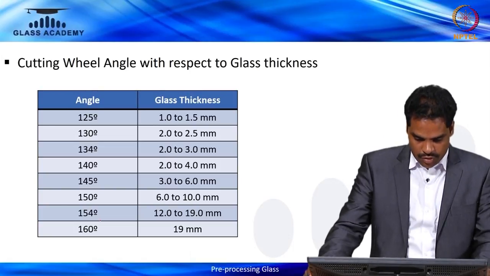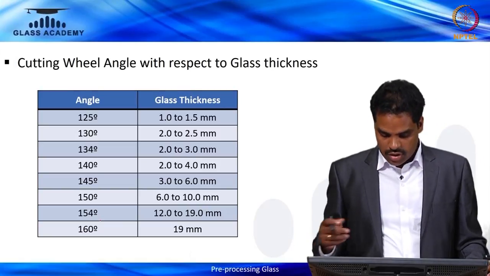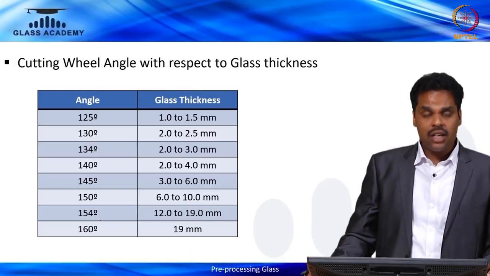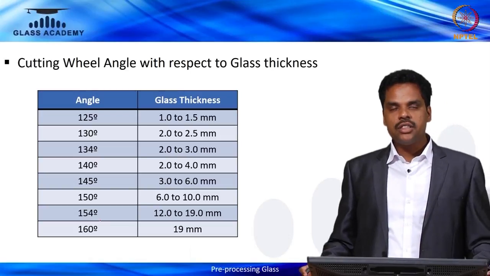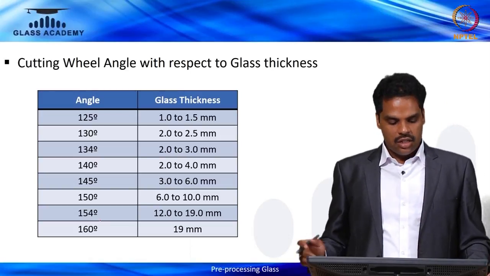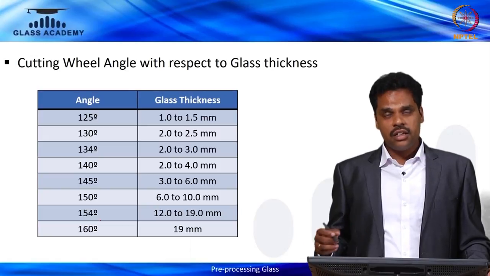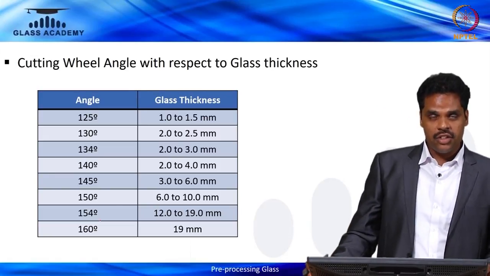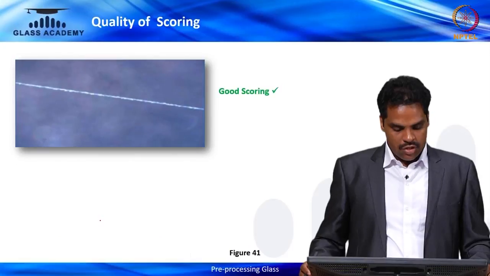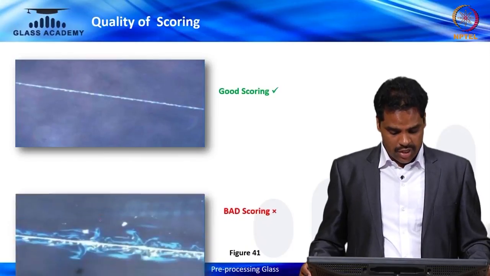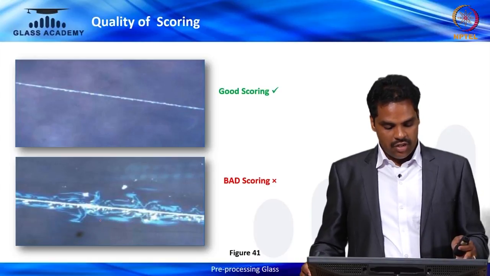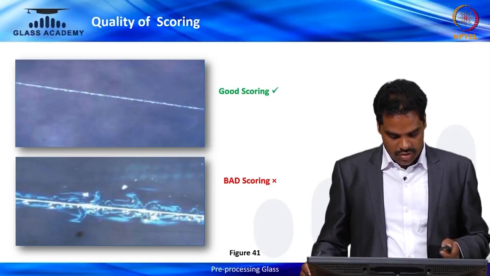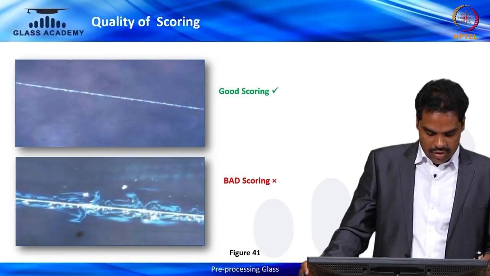If you are not following these norms with respect to the glass thickness, it will cause uneven breakage or uneven scoring, and it will give very irregular finishes to the glass. So you can see what is good scoring and what is bad scoring. The good scoring will have a single line, and the bad scoring has different scoring patterns.